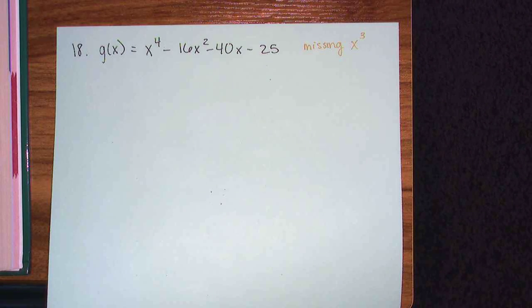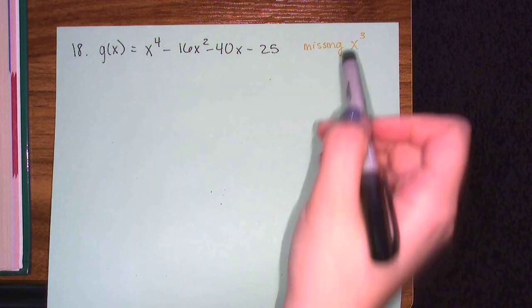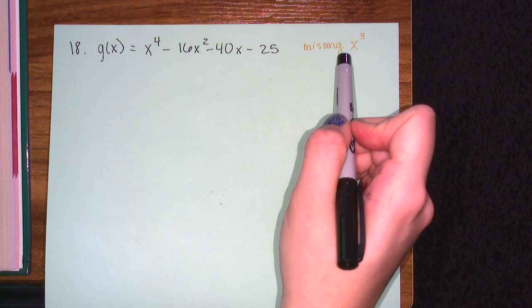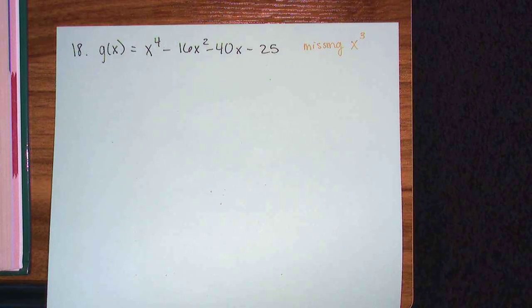So we're going to come up with all of our factors first. And then after we get all of our factors, when we do the synthetic, we just need to write in a 0 where x cubed should be. It's technically plus or minus.